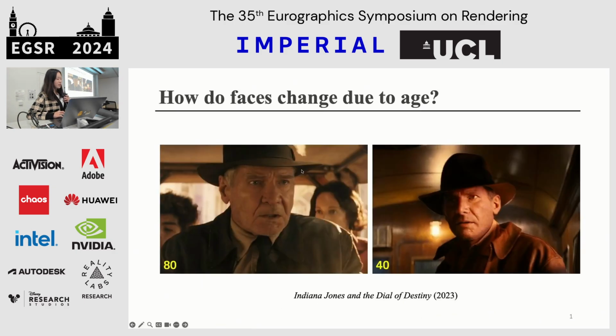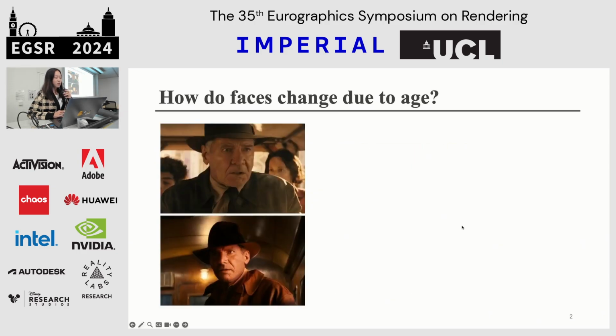So, the first question is, how do faces change due to age? These two figures are from the recent film Indiana Jones. They de-aged the actor from 80 years old to 40 years old. Compared to the young face, we can see obvious aging effects, such as wrinkles around chins and eye areas on the old face, in both appearance and shapes.